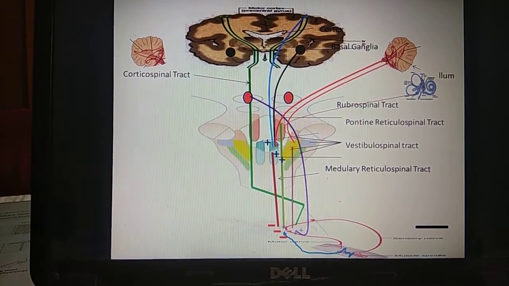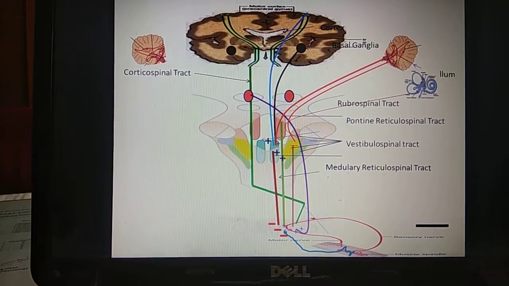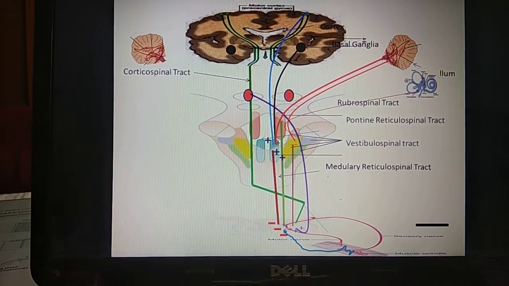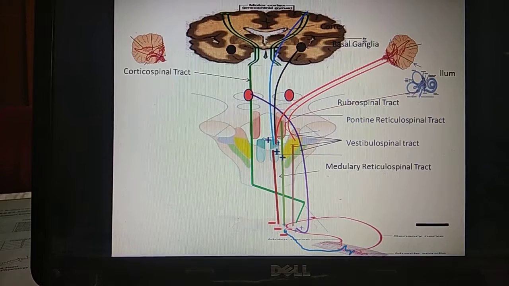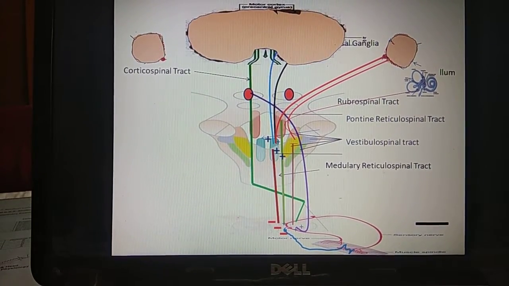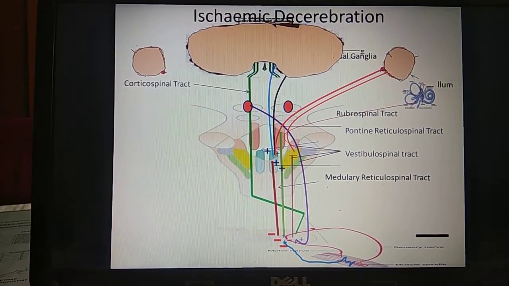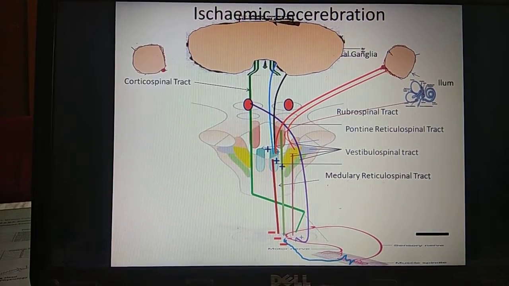Now let's come to the third experiment, where we will remove the influence of the cerebellum also. Now this is practically difficult to cut, so that's why scientists use the concept of ischemia. So they have ligated the basilar artery. When the basilar artery is ligated, all blood flow will go off. So this picture will be like this. So it is called ischemic decerebration. Means through blocking the blood supply, we are creating a decerebration.